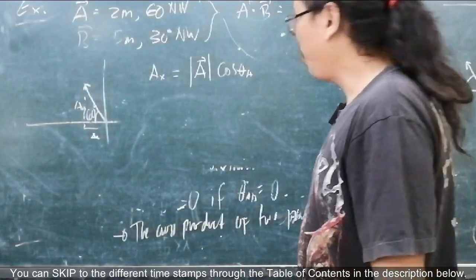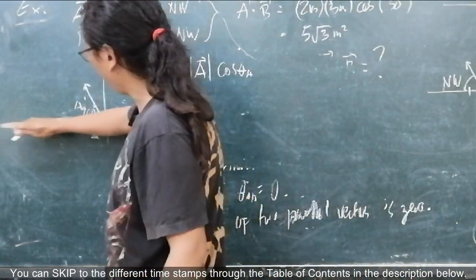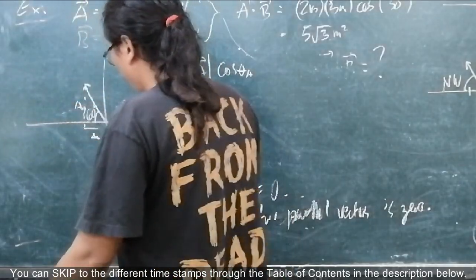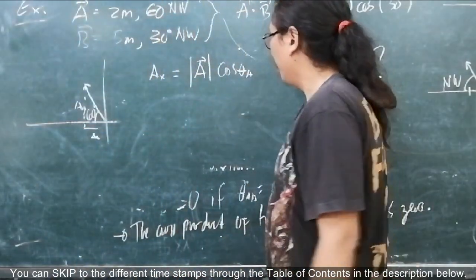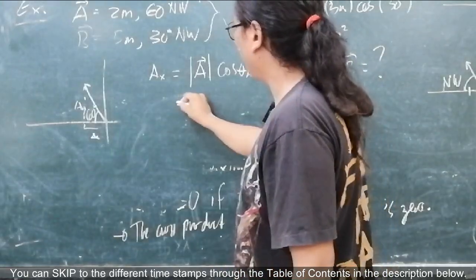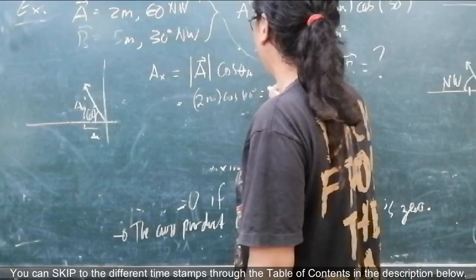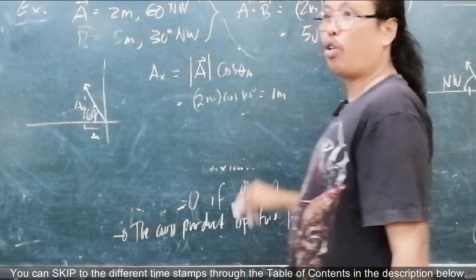Got it? Because we are naming the vectors in terms of the rotation from the x-axis. So this is 2 meters times what? Cosine of 60 degrees. How much is this? 1 meter, right? Cosine of 60 is 1/2.